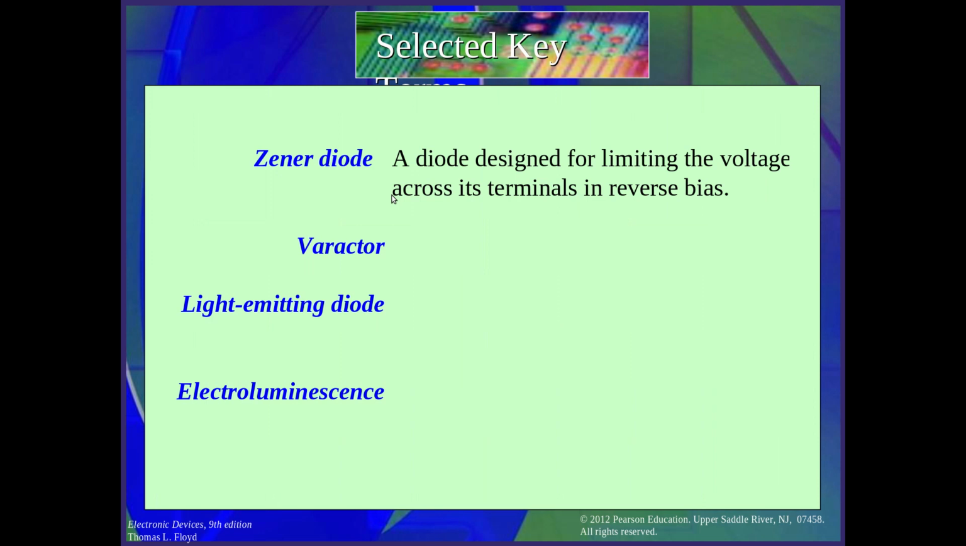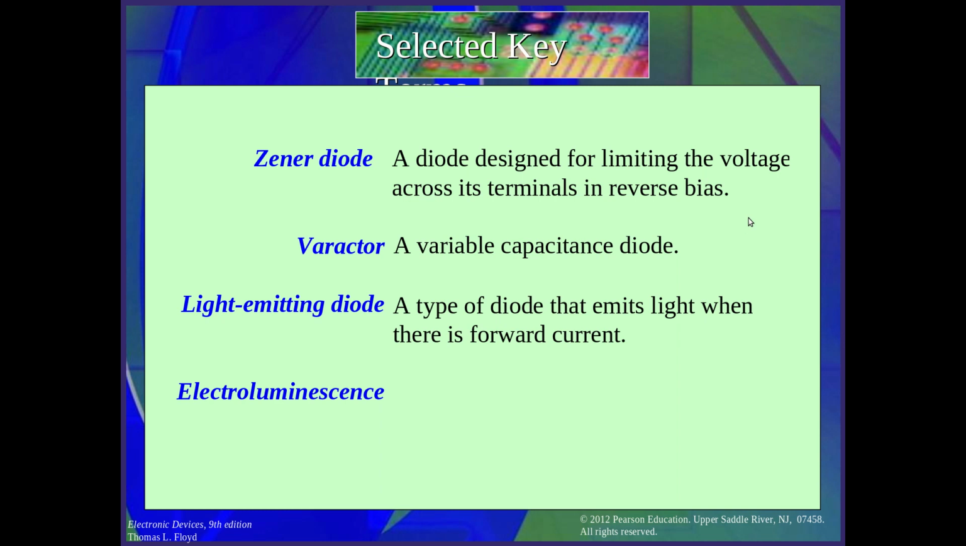So today I spoke about the Zener diode, which is a diode designed for limiting the voltage across its terminals in reverse bias, of course. The varactor, which is a variable capacitance diode, a capacitance that you can change using the voltage. The light emitting diode, LED, which emits light when there is a forward current, and it has a specific directional beam instead of omnidirectional.